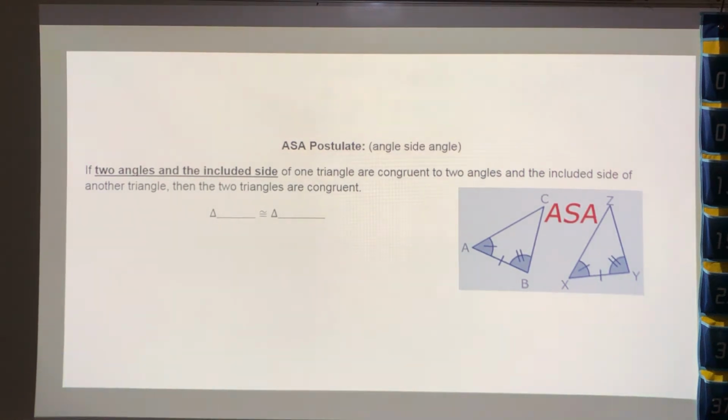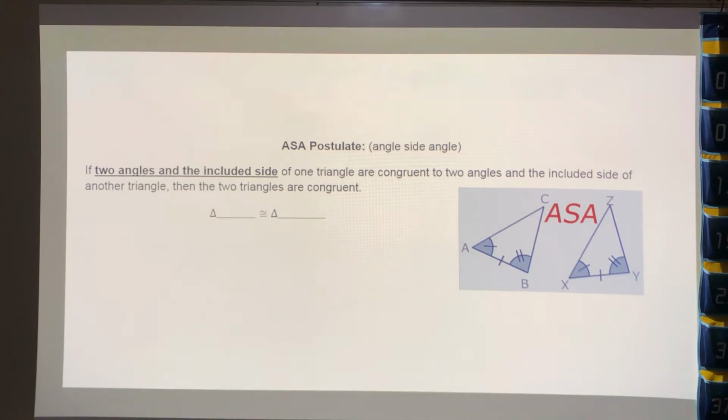In this lesson, we're going to continue talking about ways we can prove triangles are congruent without using all six sides and all six angles in the two triangles. In this particular postulate, we're calling this angle side angle. This says that if we have two angles and the included side, so if we go back to the last lesson, included meant the side in between. So this is two angles and the side in between them.